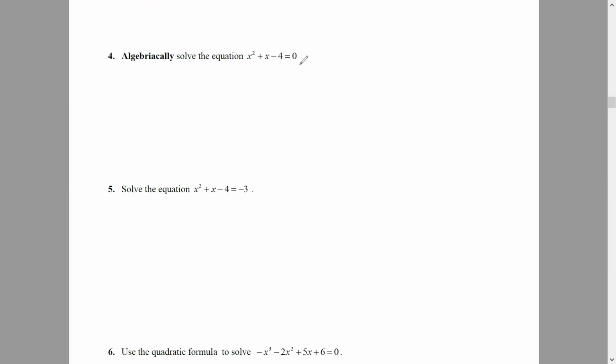Okay, number 4, algebraically solve. The first thing I do is I try to factor this thing. It's two numbers that multiply to -4 and add to 1. Nope, I don't know either. Guess what? There's no integers that do that. So that means we got to use that quadratic formula we were practicing. Remember, it's on my formula sheet. It's actually, I believe, the very first thing on my formula sheet.